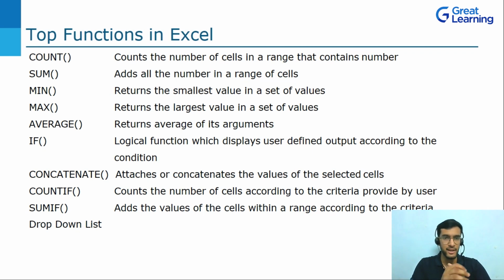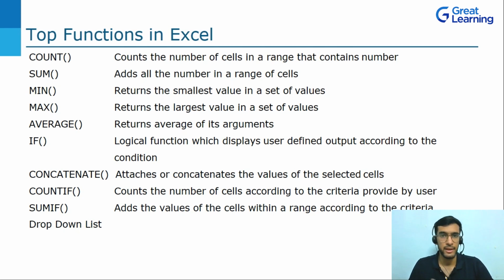So, let's get started. The first four functions are the count function, sum function, minimum function, and maximum function. So basically what a count function does is it counts the number of cells in a range which consist of numbers. So basically it is searching for the number of cells which contain numbers. So moving to the next function, that is the sum function. Basically, as the name suggests, it adds all the numbers in the range of cells.